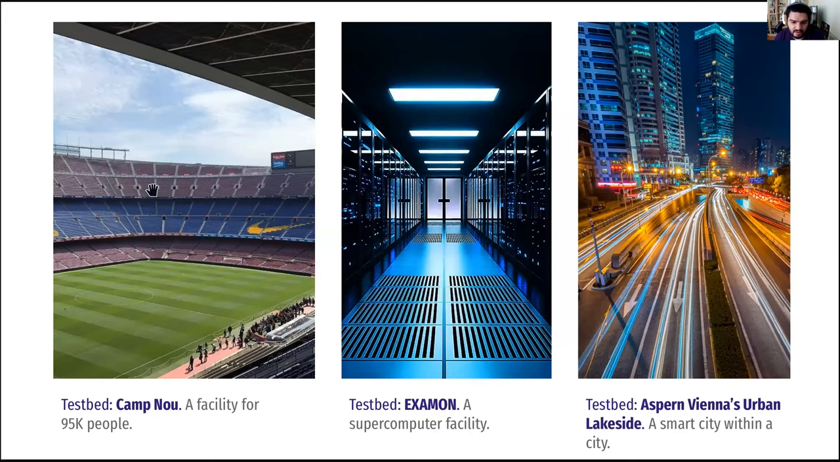It can contain almost 100,000 people simultaneously. There is also Examon, a supercomputer facility similar to Mare Nostrum. And even though it doesn't have as many people as Camp Nou, it has much more hardware, much more infrastructure. It has lots of computers, and those computers communicate between them because they want to run your jobs and other jobs and so on.